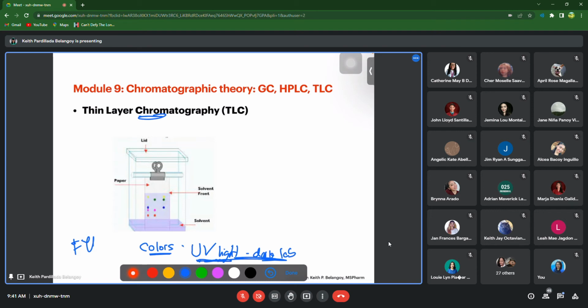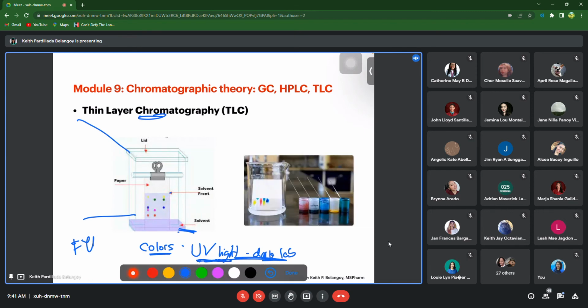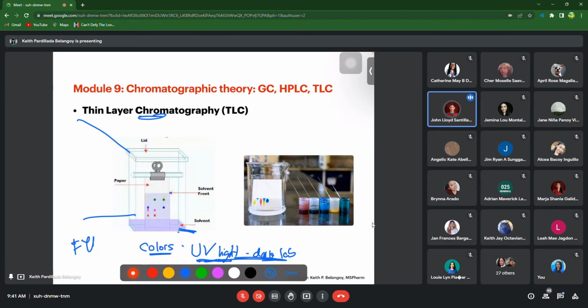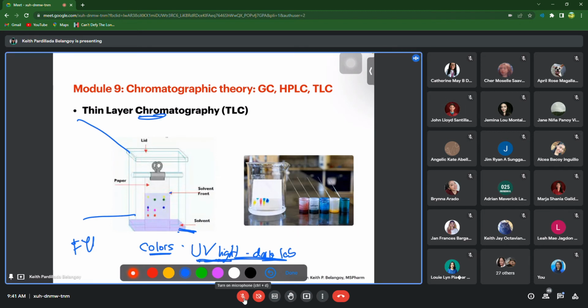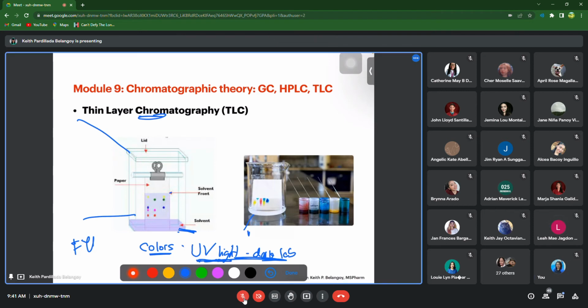So, in here, you have your chamber, and you have your paper, your solvent, no? And your solvent front, which is where the mobile phase runs to. Or the solvent, sorry. So, as mentioned, how did you perform yours? Just a glass or any material? Just a glass, ma'am. What did you use as a solvent? Hot water, ma'am. Yeah, it should be hot water for the interaction.